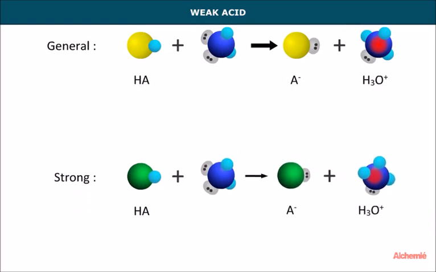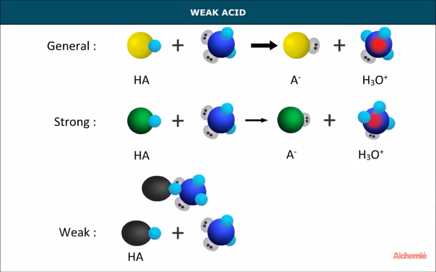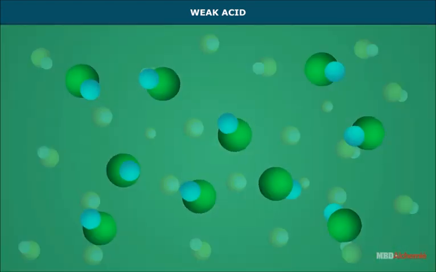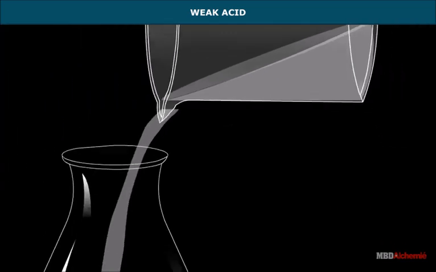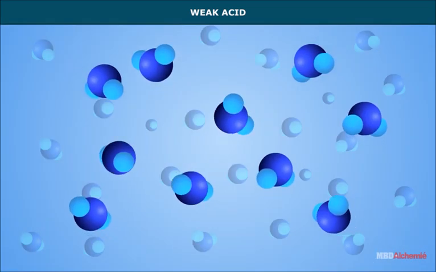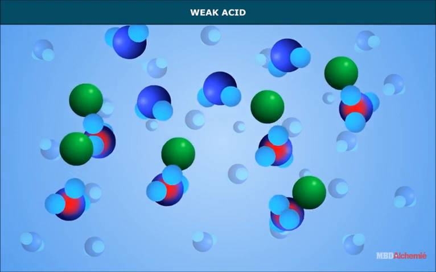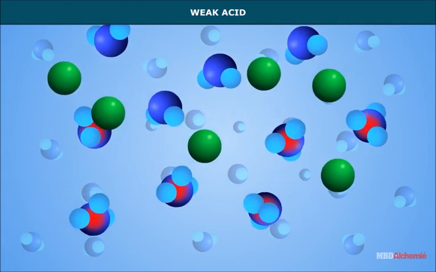Acids which are partially ionized in water are known as weak acids. Acetic acid partially ionizes into hydronium cations and acetate anions, and there is some amount of acid molecules remaining in the unionized form in the water, as shown here.